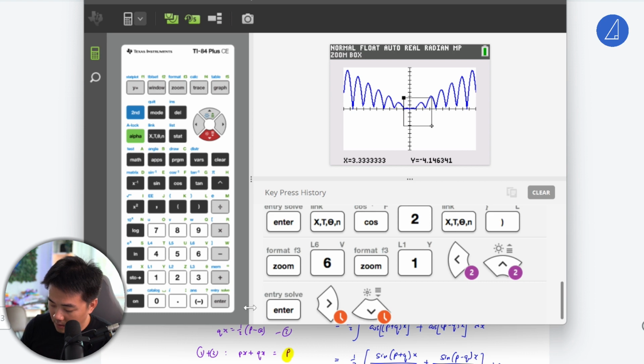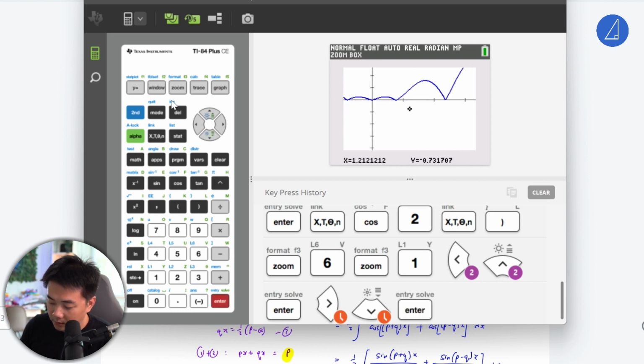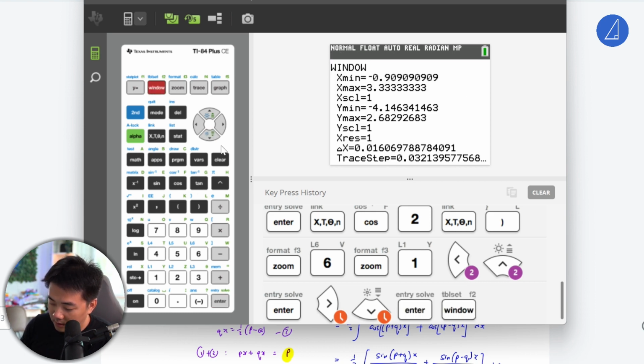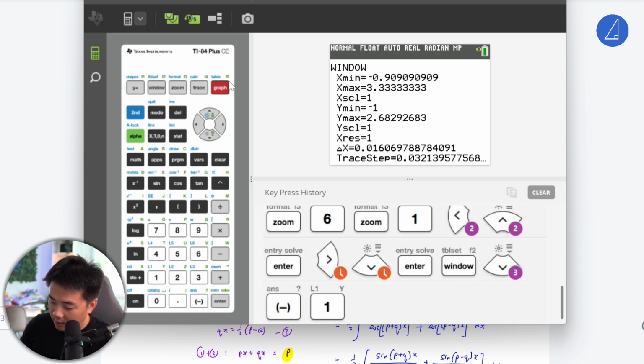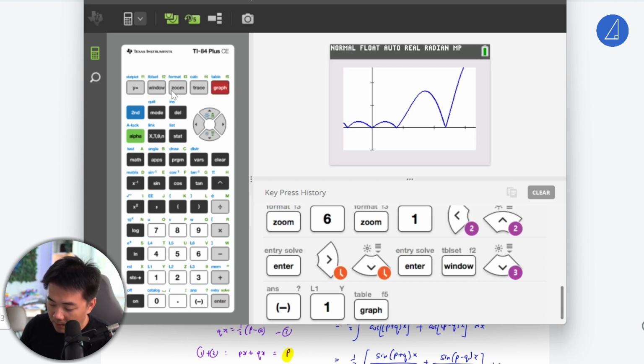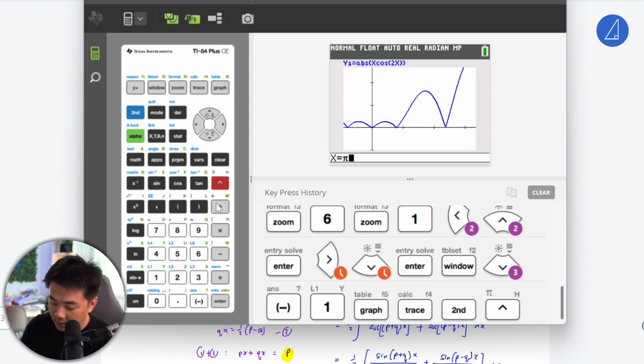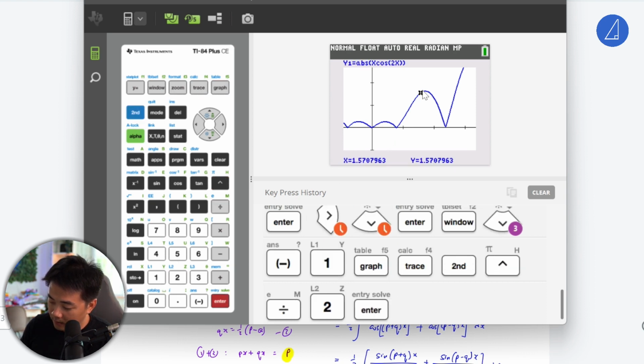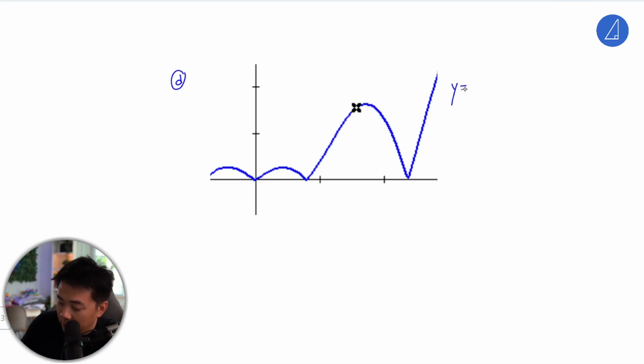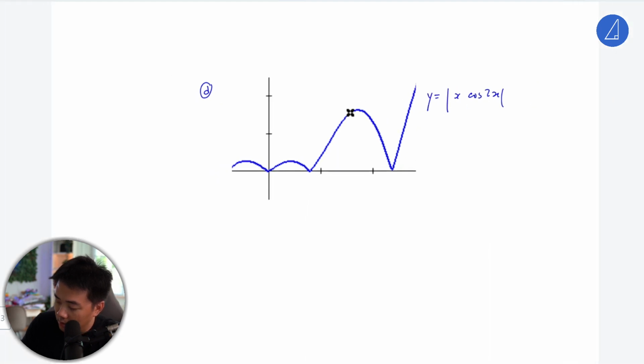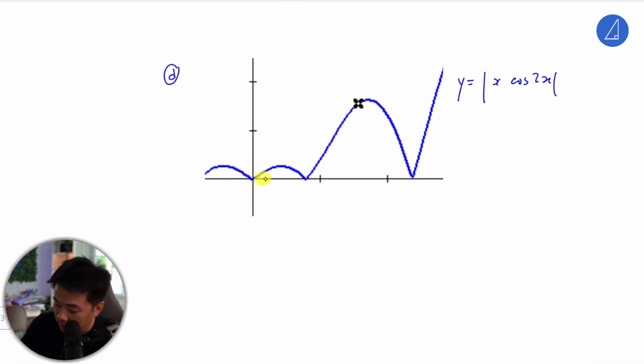Here, 0 to pi over 2. So maybe in my window settings, my y min, I can put like -1. And there you go, this graph here. So pi over 2, trace pi over 2, is this value here, the maximum point. Okay. So what we need to do is y equals modulus x cosine 2x. Here you go. So we want from 0 to pi over 2.